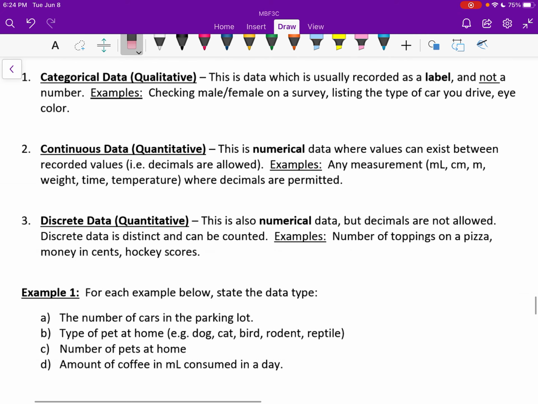Then we have quantitative data, which is continuous, right? And so quantitative data is a number quantity, right? It's numerical data where the value can exist between recorded values. So that means that decimals are allowed, right? So any type of measurement, weight, time, temperature, where decimals are permitted is continuous.